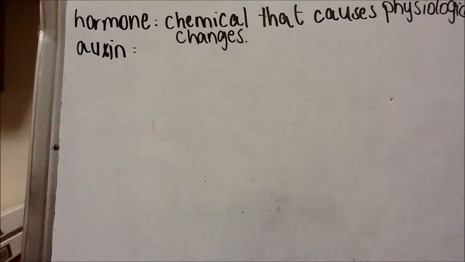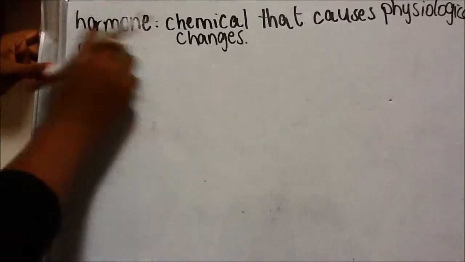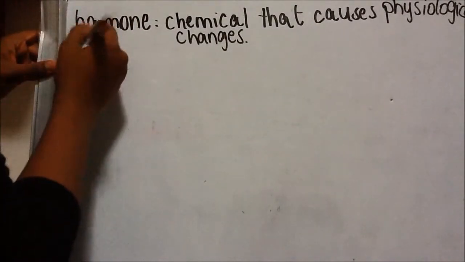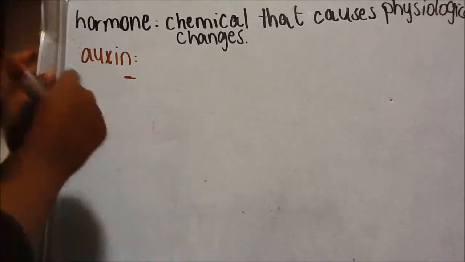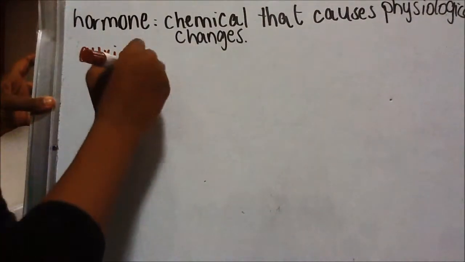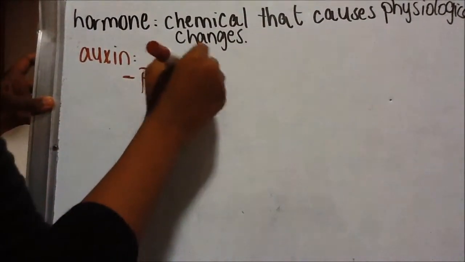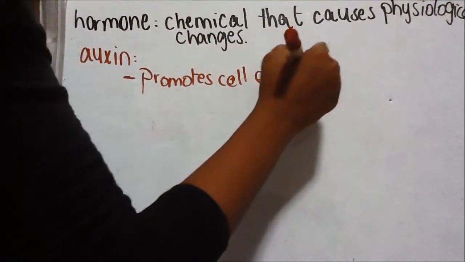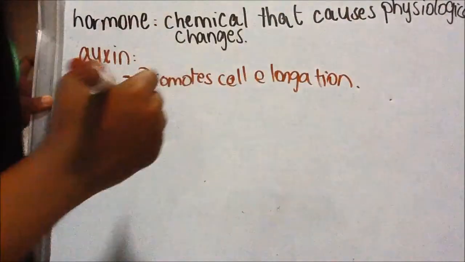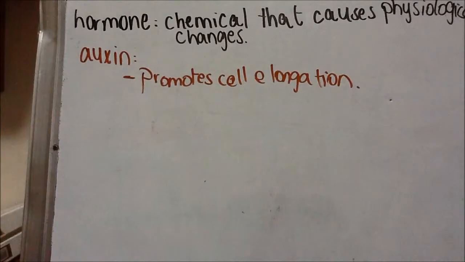So I'm just gonna use another color here. I'm gonna write what auxin actually does. So let me erase auxin and write it in a different color. What does it do? Number one, it promotes cell elongation. What that means is that it alerts the plant: hello, we have to get longer now. We have to stop everything else and get longer.